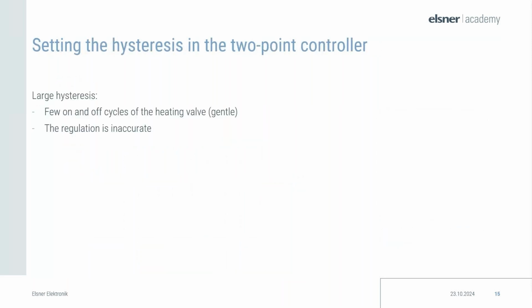When setting the hysteresis in the two-point controller, you need to take a few things into account. First of all, a large hysteresis means few on and off cycles of the heating valve. So this means it's quite gentle. The regulation, therefore, is inaccurate. So the temperature fluctuates around the desired set point at long intervals.